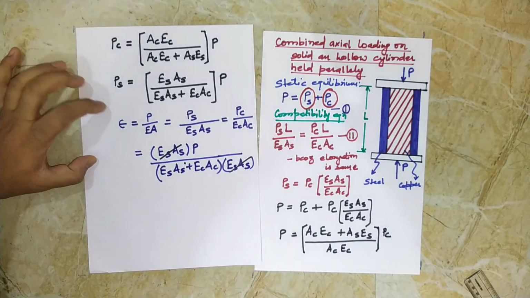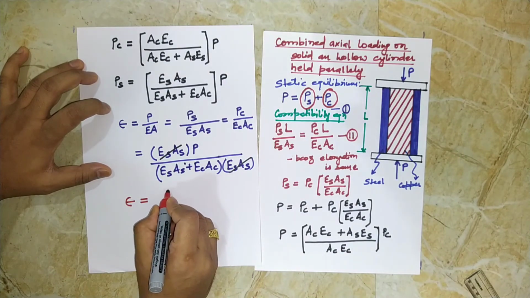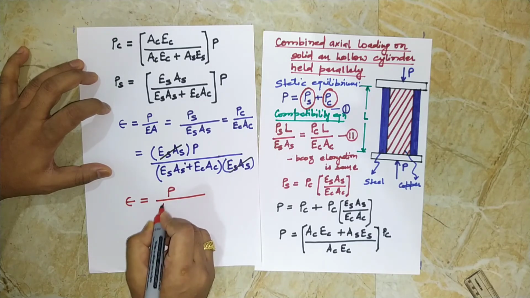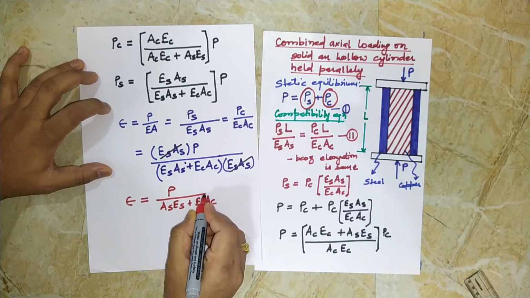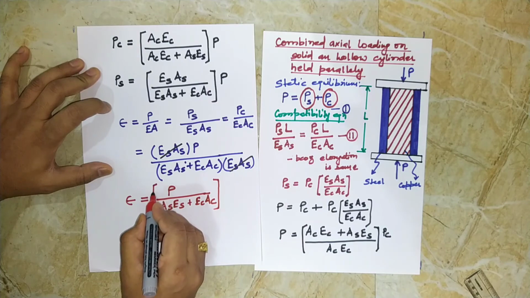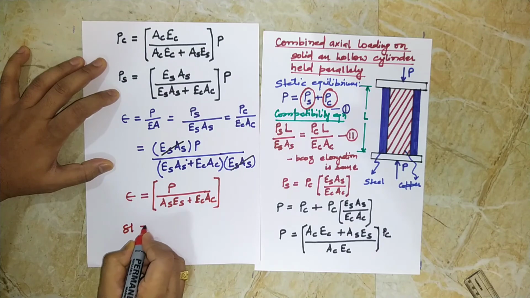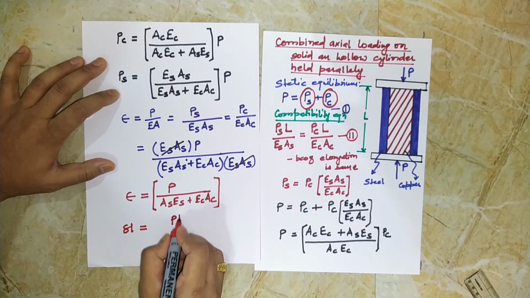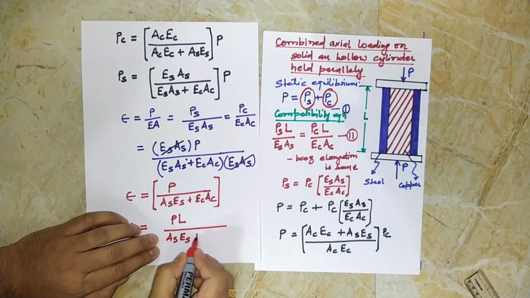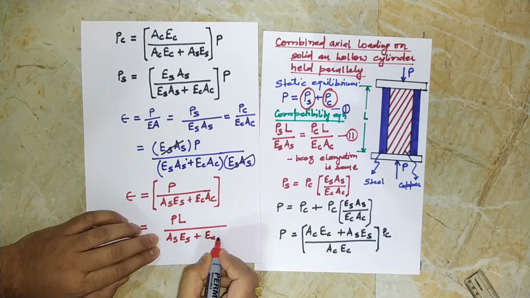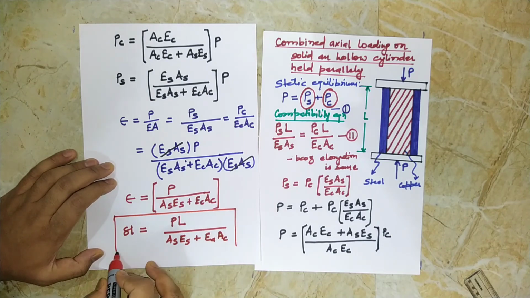So the strain finally is equal to P upon AS ES plus EC AC. Or if you want to find the change in length, that is delta L, we just have to multiply by L: PL upon AS ES plus EC AC. So this is the final change in length.